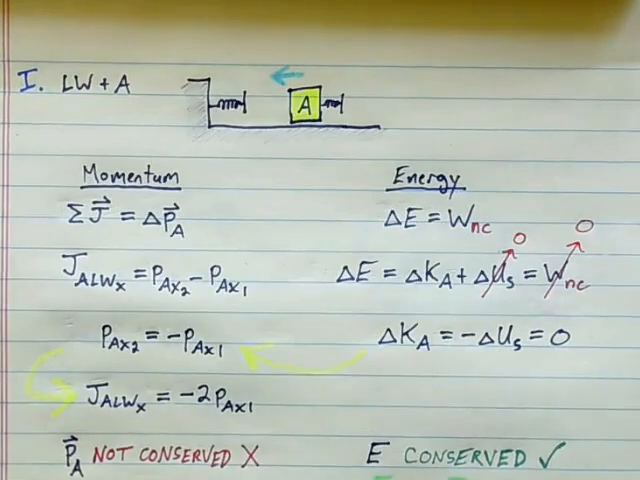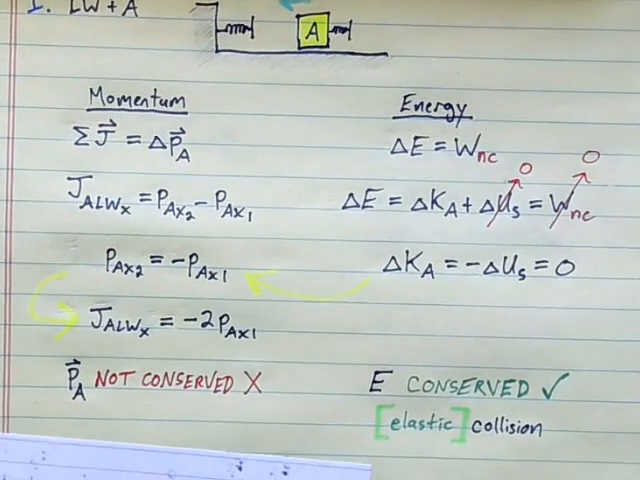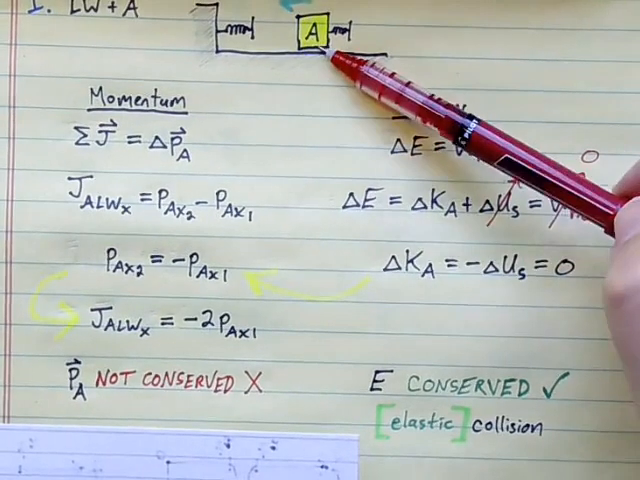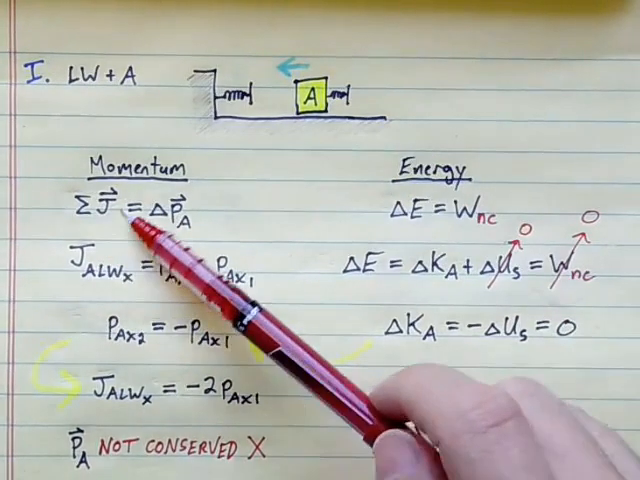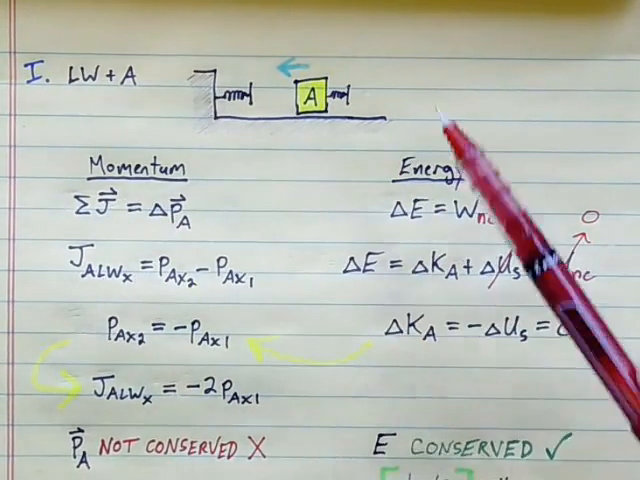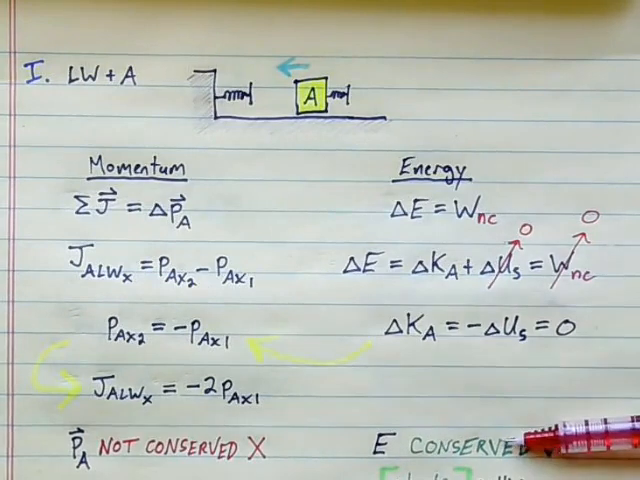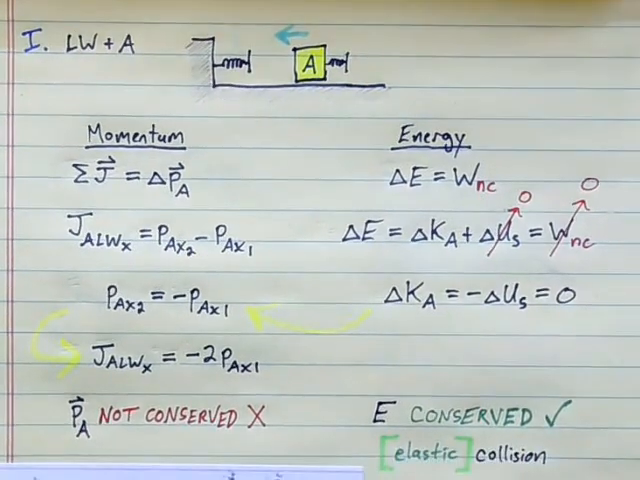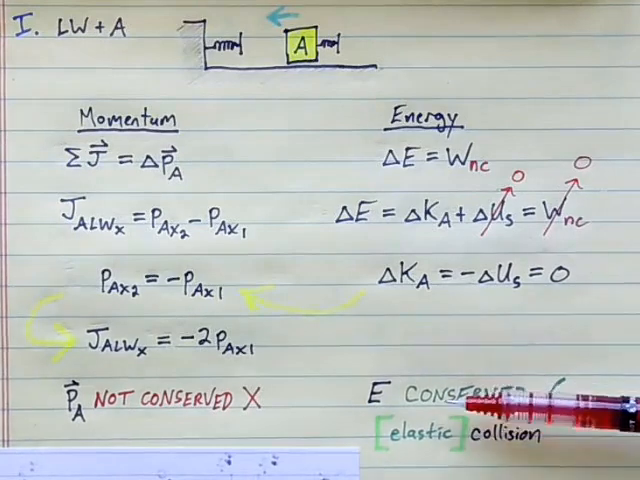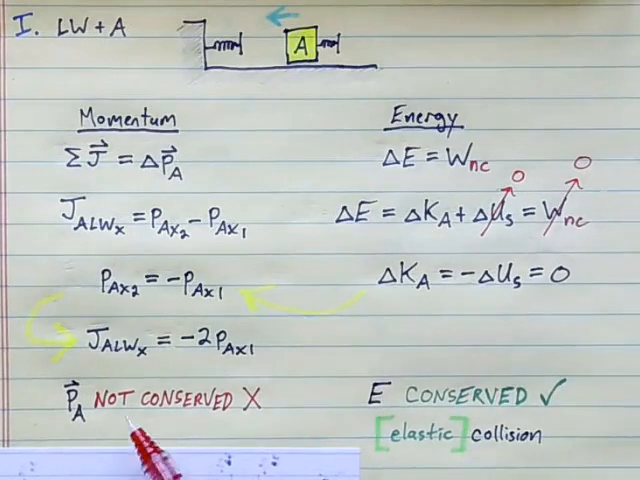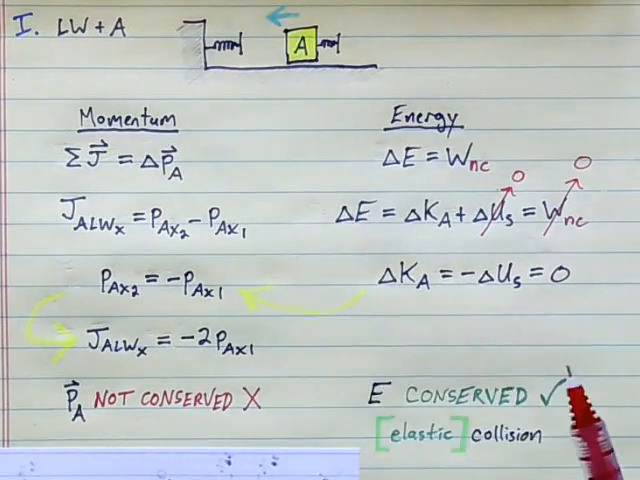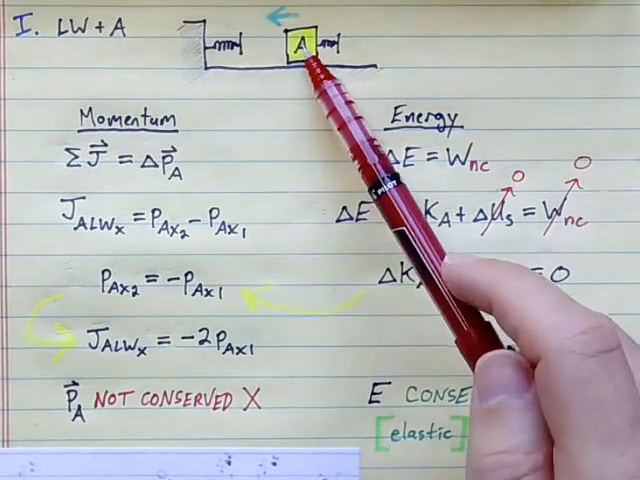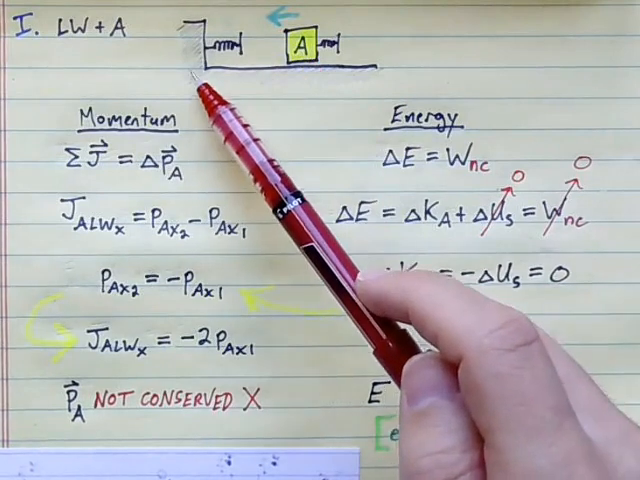So in conclusion here, the momentum of A is not conserved in this collision due to that external contact force imparted by the wall, but the energy of the system is conserved. So we would call it an elastic collision because energy was conserved. The momentum didn't get destroyed by the impact. It cannot be destroyed. It was simply transferred to the wall, which is attached to the Earth.